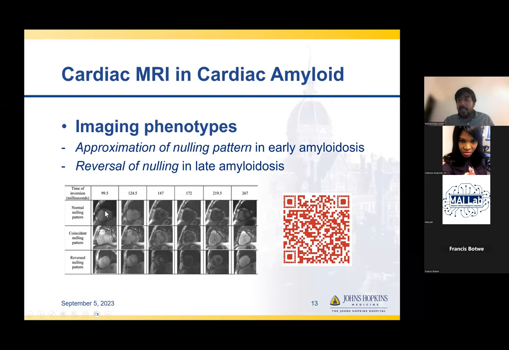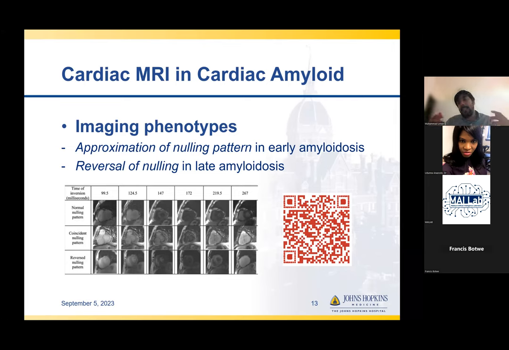Now, in amyloidosis, the textbook will tell you that there's a reversal of the pattern, which is right. The two null points reverse. The myocardium nulls first and then the blood pool nulls after, but that has to be a severe case of amyloidosis to get there. If you're only thinking of the nulling pattern, then you're missing many of the amyloidosis cases. It's not just that, it's a spectrum.